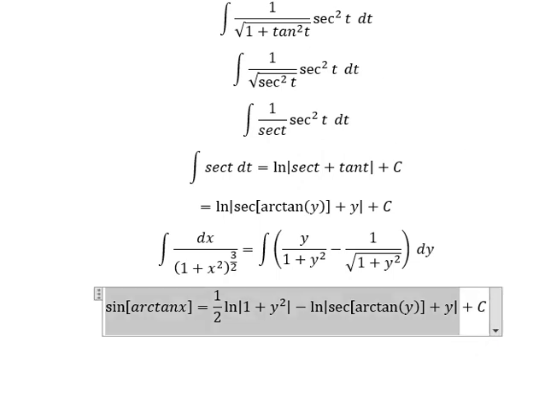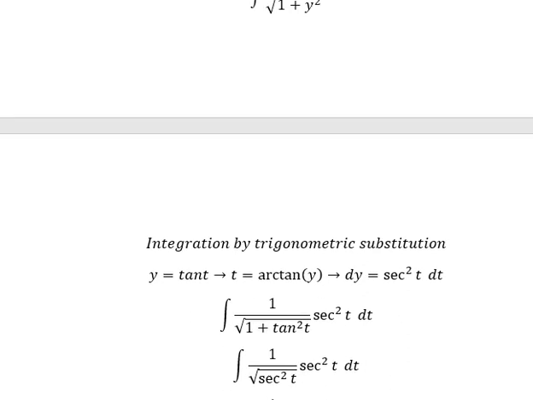Here is the full answer of the question in here.